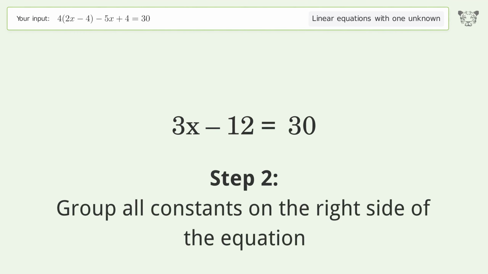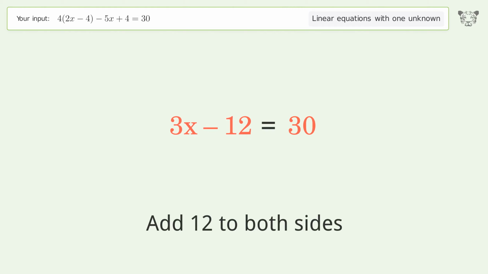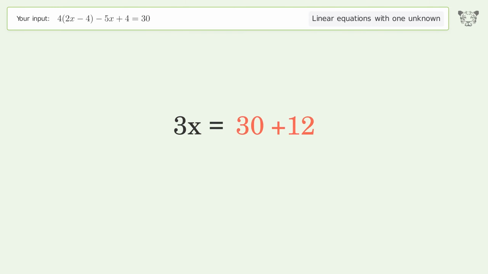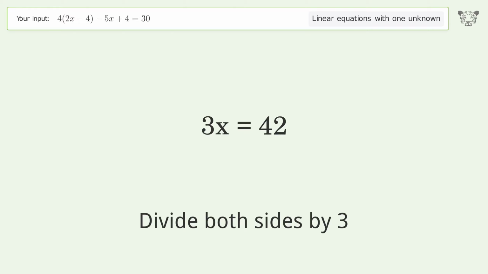Group all constants on the right side of the equation. Add 12 to both sides. Simplify the arithmetic. Isolate the x. Divide both sides by 3.